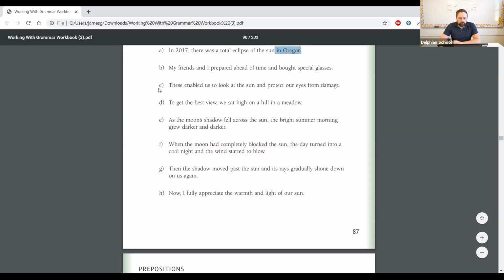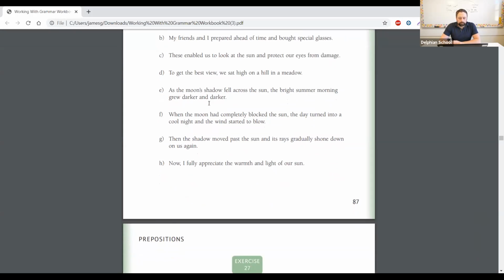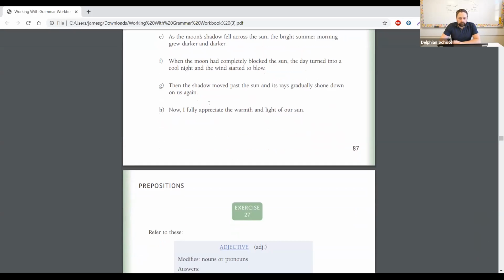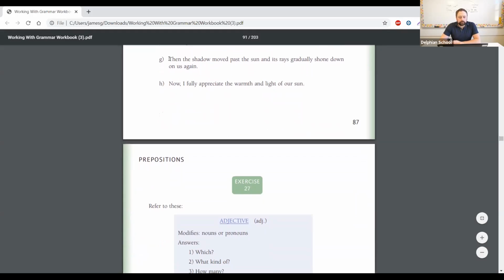All right, let's do another one. Let's move down to let's do G. Then the shadow moved past the sun, and its rays gradually shone down on us again. That's a little bit of a longer sentence, but let's see if we can break it down. Then the shadow moved past the sun, and its rays gradually shone down on us again.